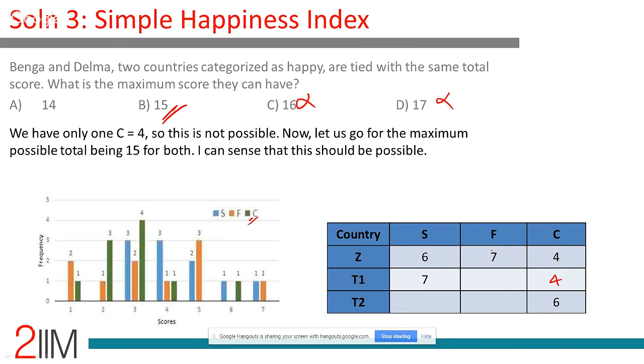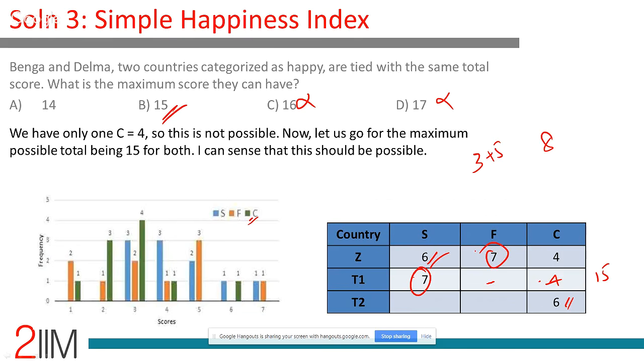Now let's think about this. 7s are out. 6s are out. We have only 5s and 4s to deal with. For C, 4 is out. These two, now we're shooting for a total of 15. And so 7 is gone. These two should add up to 8. And 4 plus 4 is ruled out. Our best case scenario is a 3 plus 5.